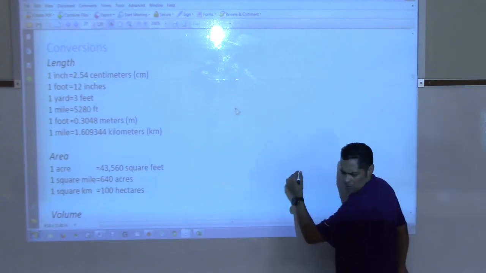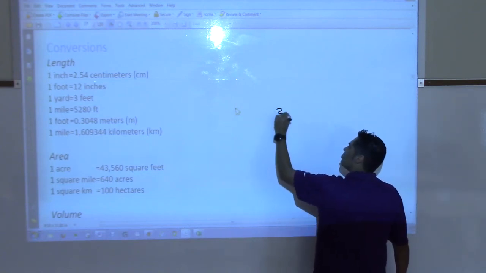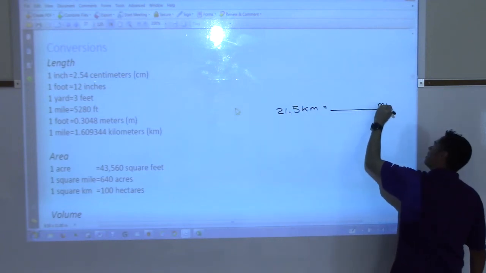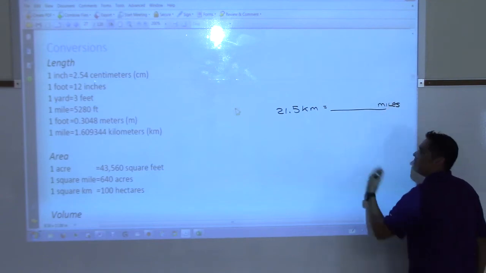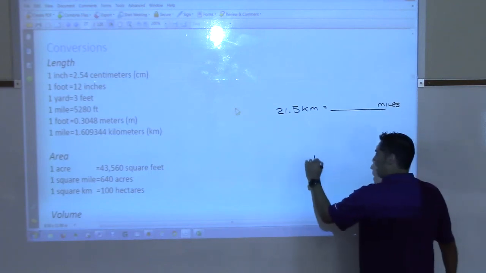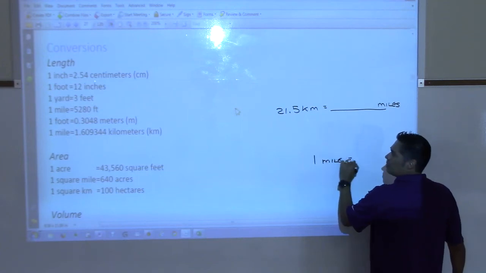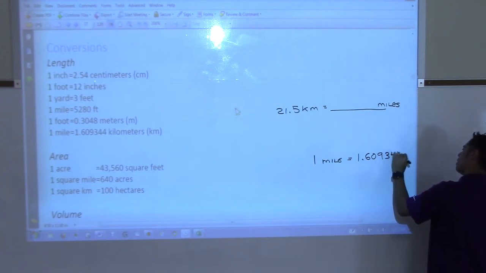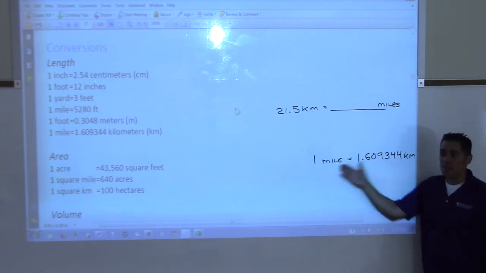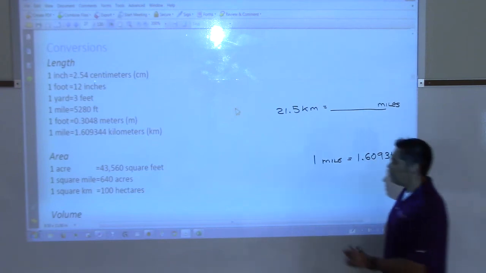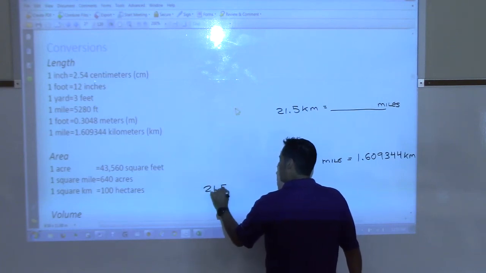What did I put up? What was it? 21.5 kilometers equals how many miles? So you look at this thing and you say, do I have an equivalence relationship that will work off of this? So do we? Yes. We have that 1 mile is equal to 1.609344 kilometers. I'm going to use every decimal here. And from that, I can set up two different proportions, can't I? So I'm going to try and start by going 21.5 kilometers.